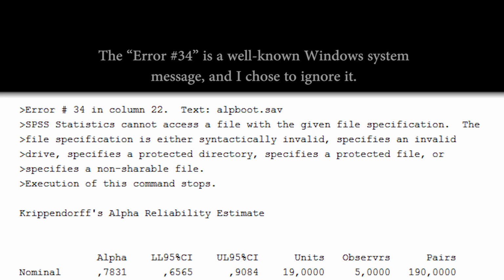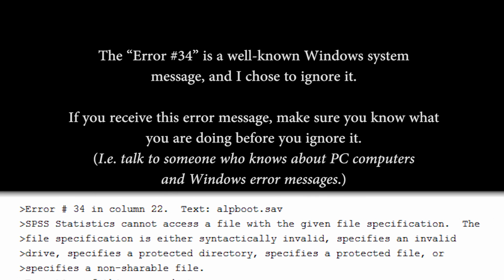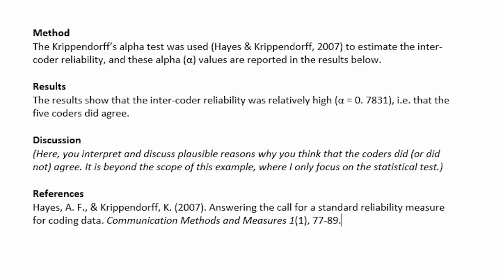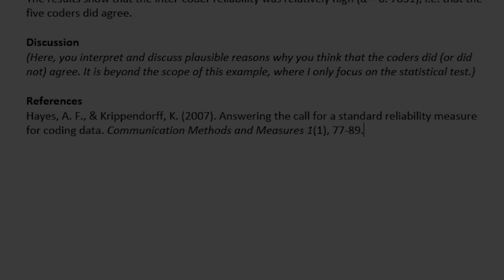The error number 34 message is a well-known Windows system message, and frankly, I choose to ignore it. If you receive this error message, make sure that you know what you're doing before you ignore it. Talk to someone who knows about PC computers and Windows error messages. And here's an example of how I would write my text. Feel free to pause the video here if you want to read it more in detail. And that's the best reference for this test.